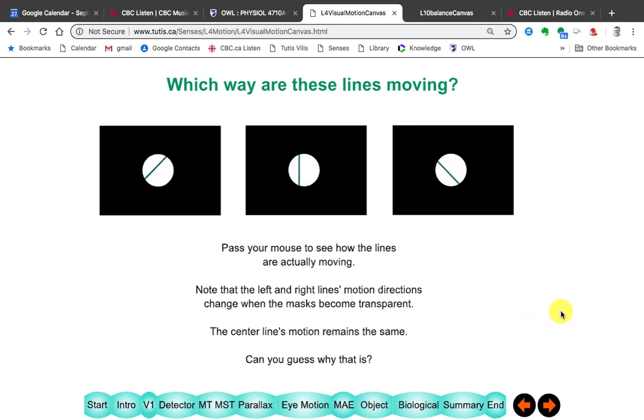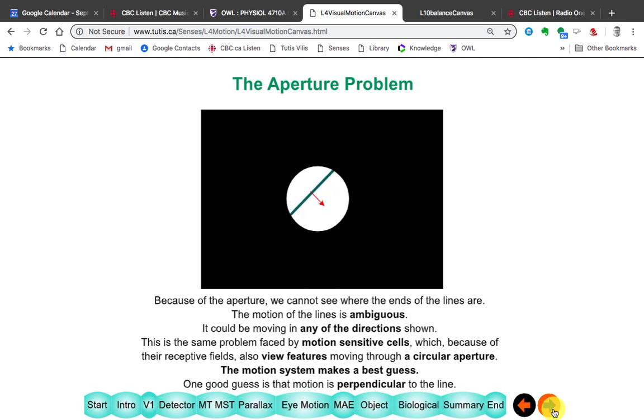But with only the aperture, you can't tell which way it's moving. But you assume that it's moving in a particular direction. You assume this one's moving up to the left, this one's moving up to the right, and this one's moving back and forth horizontally. You're making an assumption about which way it's moving. And that assumption is that you're assuming the line is moving perpendicular to the line itself, okay? You've got all these directions to choose from. You choose the one that's perpendicular. That's what you do in this situation, okay?